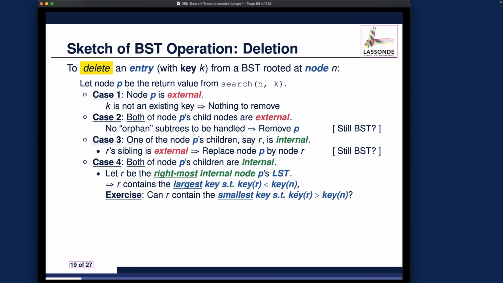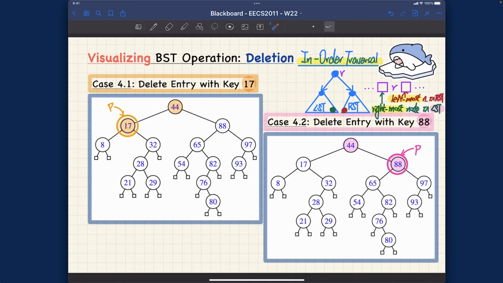And the exercise will be: is it possible that you can find, alternatively, rather than the rightmost internal node from the left subtree, the leftmost internal node from the right subtree? Basically, if I want to remove this particular node, rather than finding this node over here, which corresponds to its predecessor in the in-order traversal, can I find instead this node, its successor in the in-order traversal, which corresponds to the leftmost node in the right subtree?